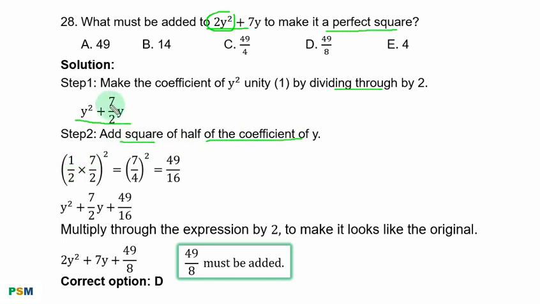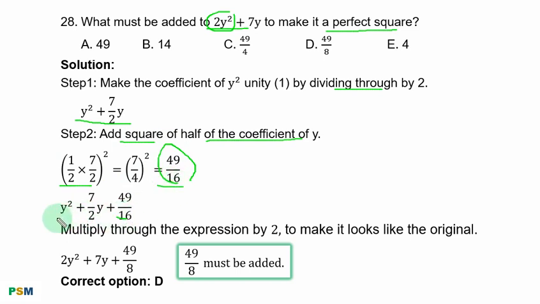Half times 7 over 2, the coefficient of y. Then you square it. You have 7 over 4 all square. That is 49 over 16. So you add this term.